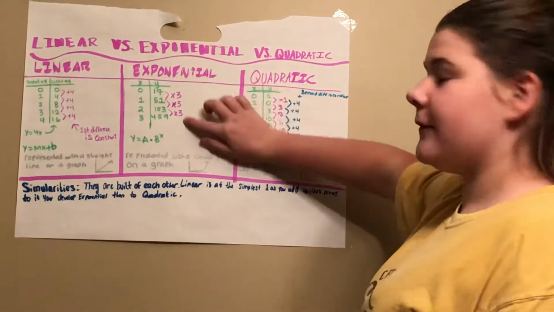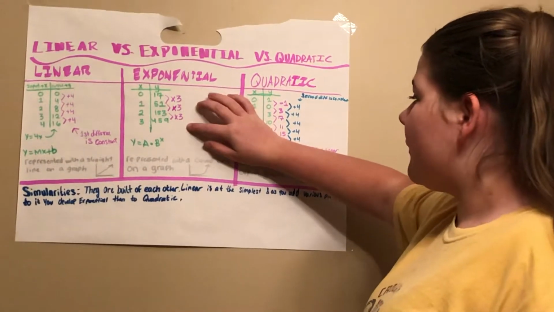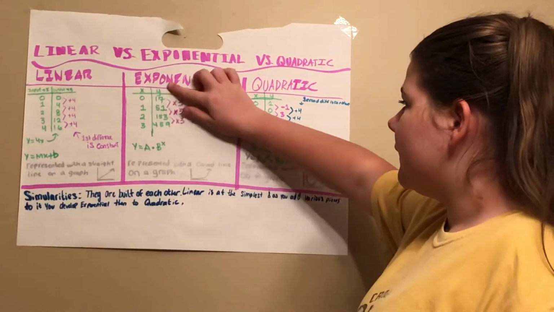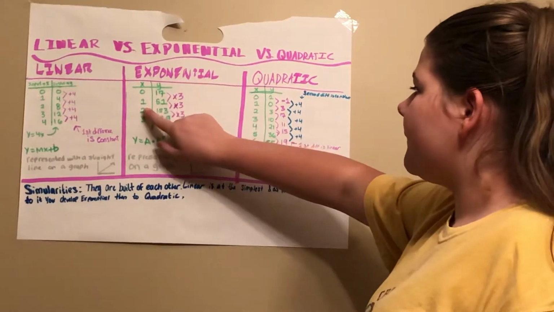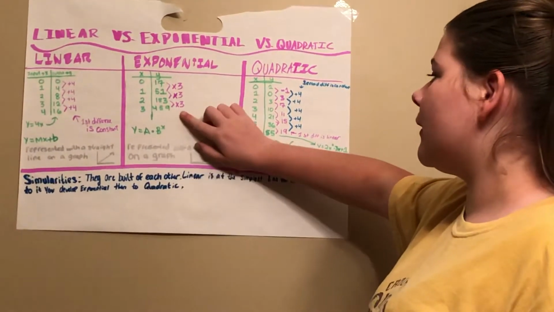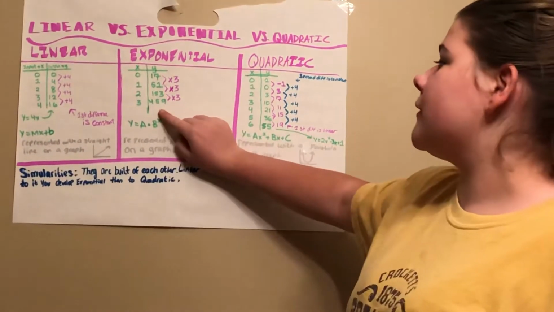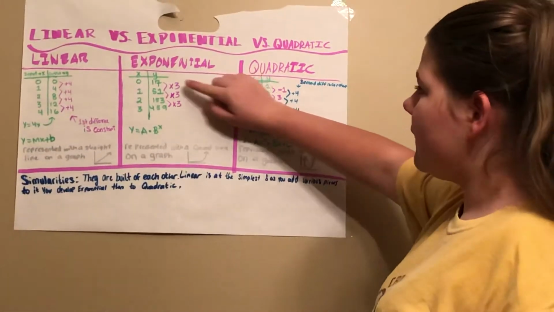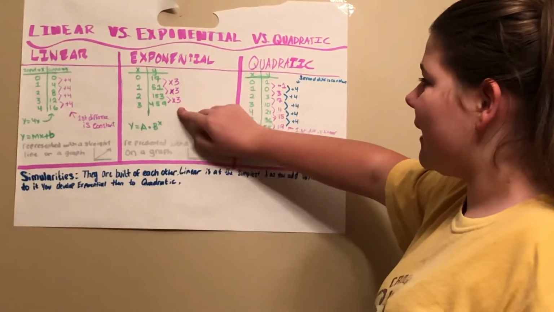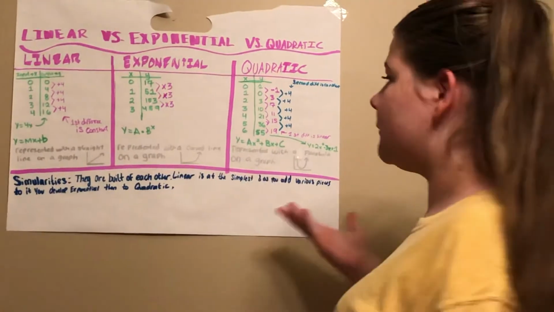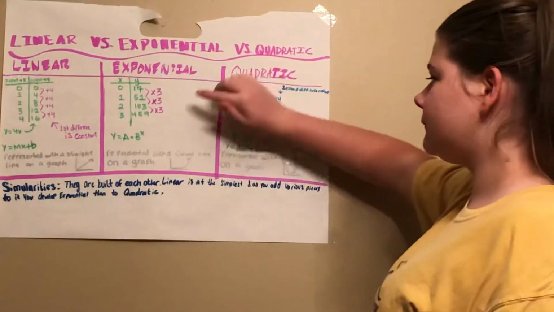Here we have a different table. This table has an x value of 0, 1, 2, and 3, with y values of 17, 51, 153, and 459. As you can see, we are multiplying by 3 every single time to get there. That's what makes it exponential, because it's not adding.